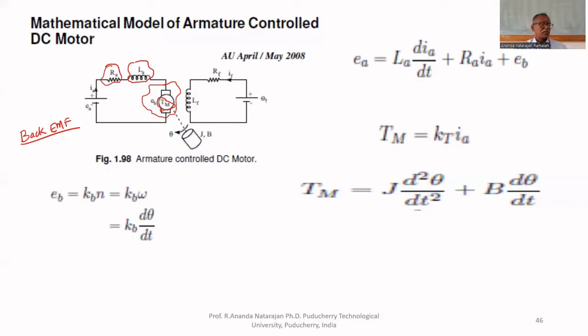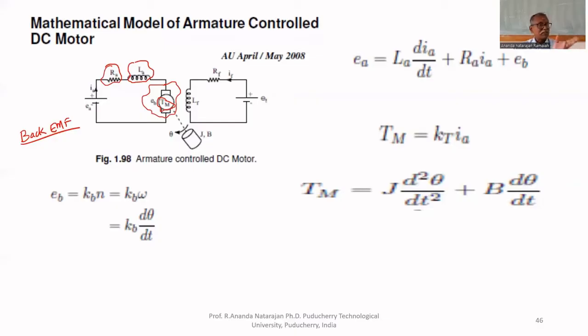Here, the opposite. Fleming's left-hand rule. The magnetic flux is there, and instead of rotating, we are placing the coil in the magnetic field. Why is it rotating? Because the coil is placed in the magnetic field. That's why, by Fleming's left-hand rule, it starts rotating.